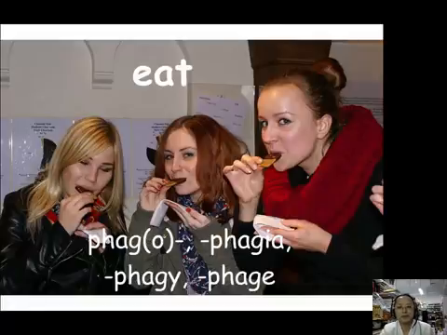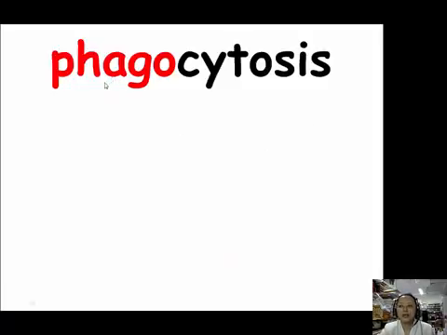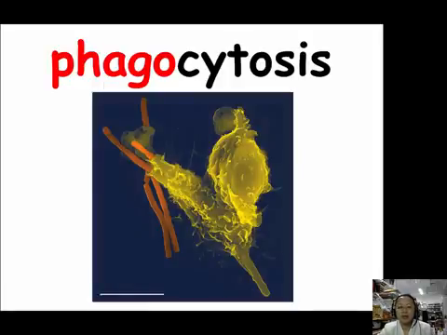Let's see our examples. For phago, our example is phagocytosis. Phagocytosis is endocytosis of particulate material, such as microorganisms. Like in this picture, the macrophage is engulfing, trying to eat the bacillus, and because bacillus is a particulate material, this process is phagocytosis. Not only for microorganisms, but also for fragments, things that have shape, that are solid, we use the term phagocytosis.